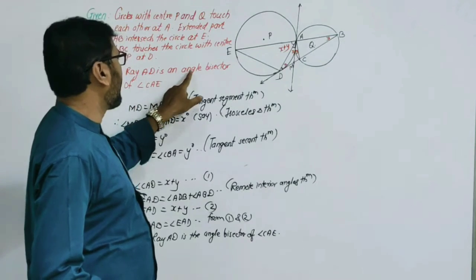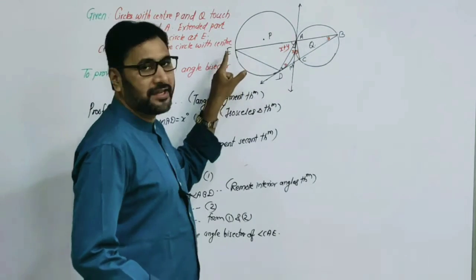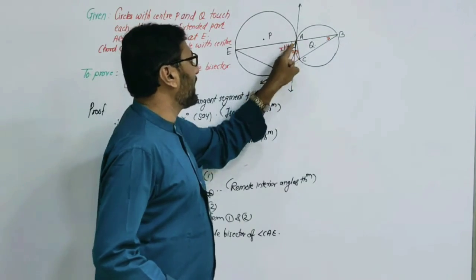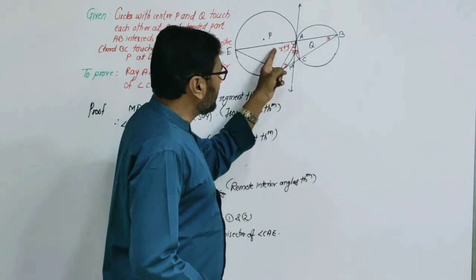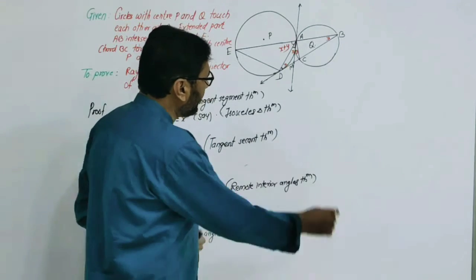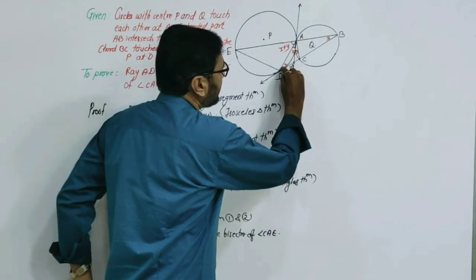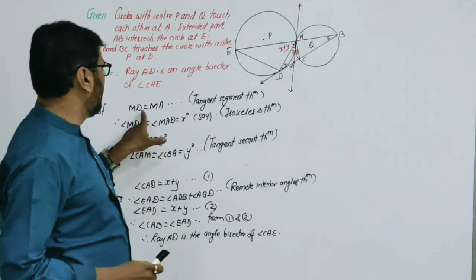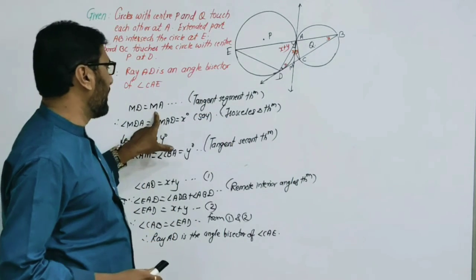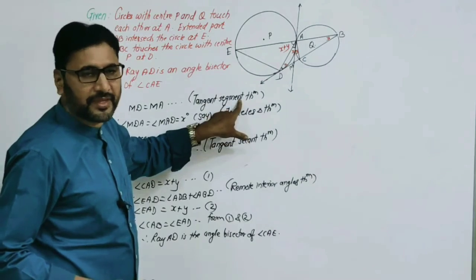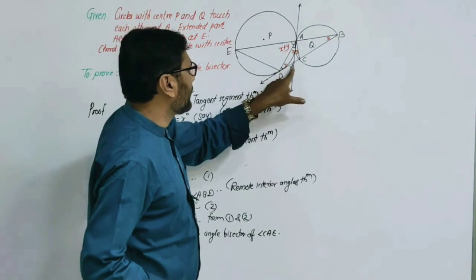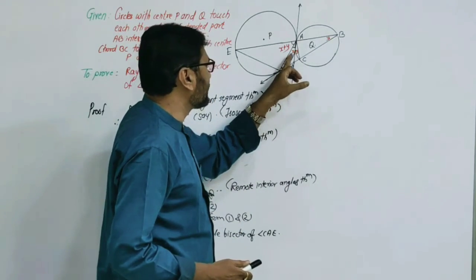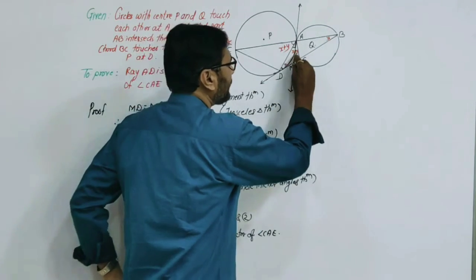Ray AD is an angle bisector of angle CAE, it means we have to prove angle CAD is equal to angle EAD. For proving these two angles, students, before that, you know, MA is equal to MD, MD is equal to MA, tangent segment theorem. So angle MAD is equal to MDA, isosceles triangle theorem. Suppose this angle is x, then this would be x. Now I took this as a y.